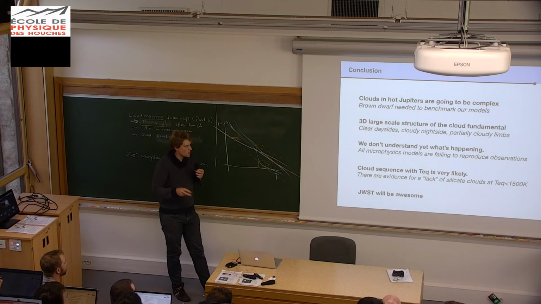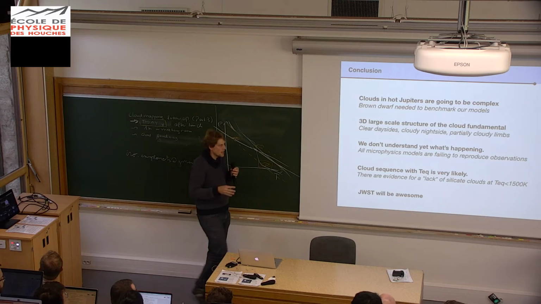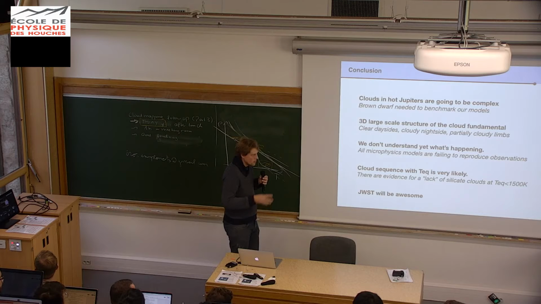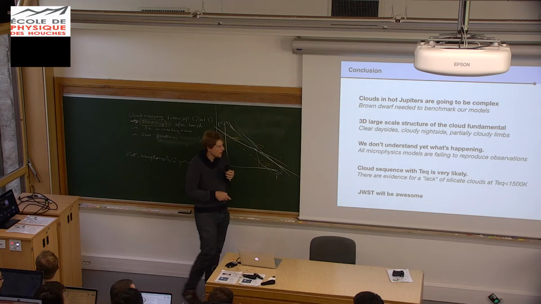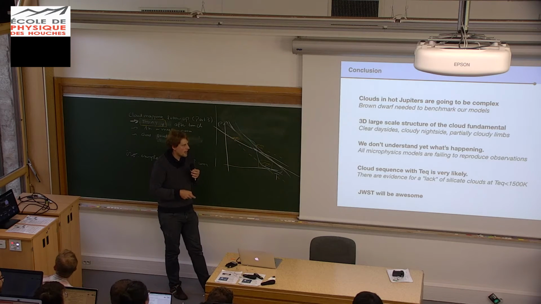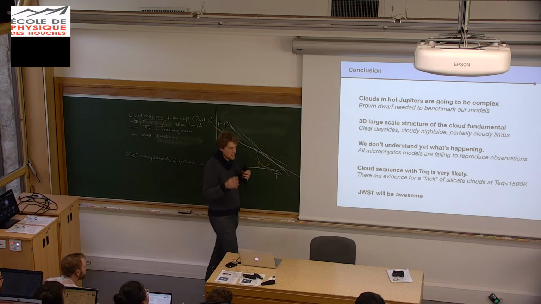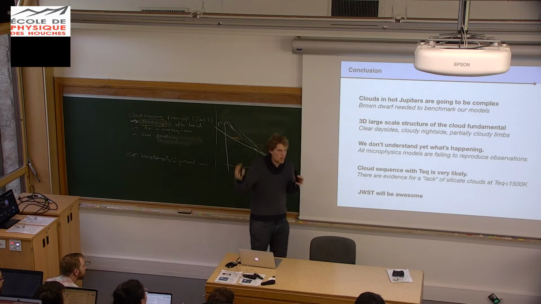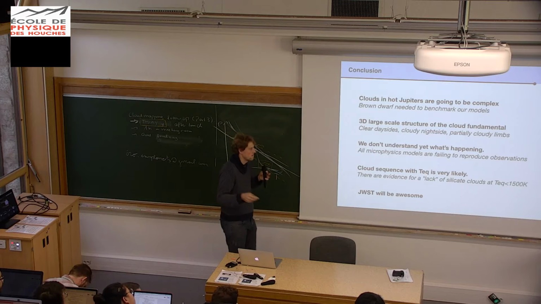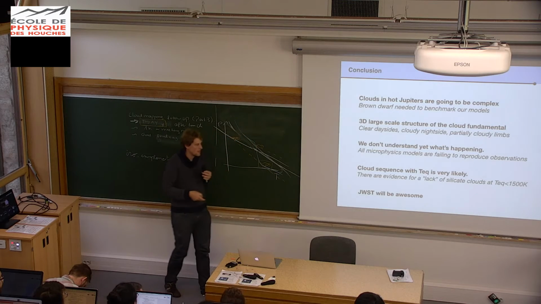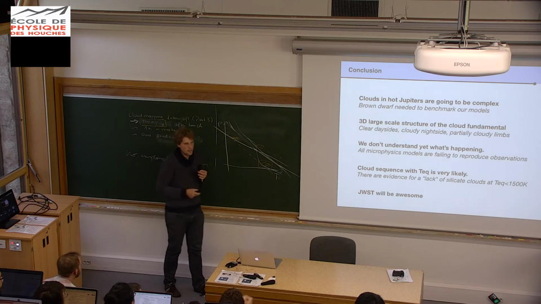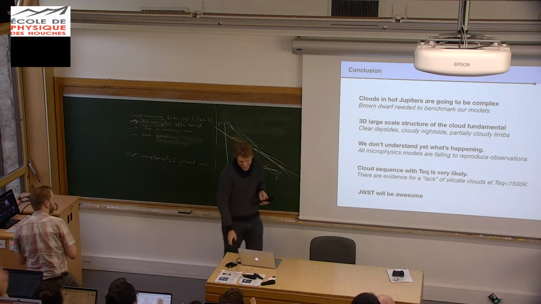We do understand some order zero stuff. There's also order zero stuff that we don't, like those slopes. We have no idea how to reproduce them. There's very likely a cloud sequence with Teq. So stop thinking about hot Jupiters as one class of planets. We're going to find a way to define them better, hopefully, which would be awesome. Thank you.